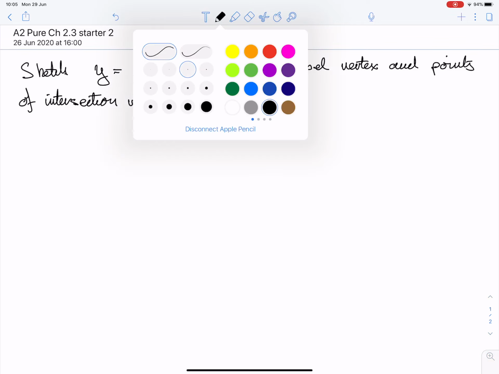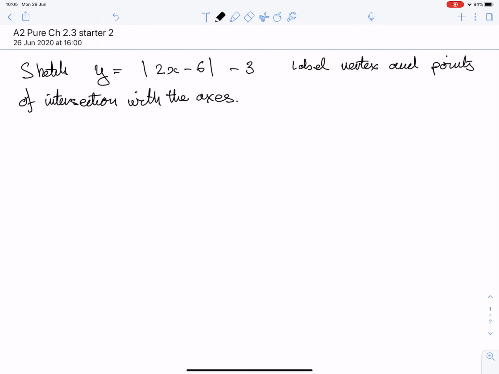So here we go with starter 2 for chapter 2.3. Sketch y equals 2x minus 6, the modulus of that, subtract 3. Label the vertex and points of intersection with the axes. So let's build this up.